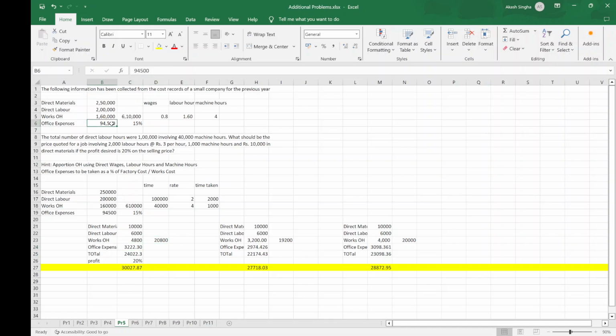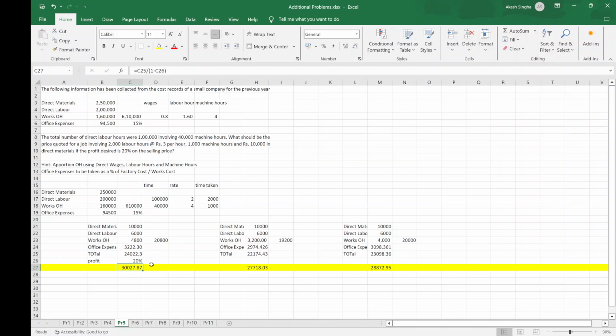Office expenses are given as 15% of this, right? So we have to again calculate this and calculate the 15% of that. That will be office expense. And then create the total. Now this is the total for the whole cost. Now we need 20% profit on the selling price. So we have to have a selling price whose 20% is this. So how to calculate this?